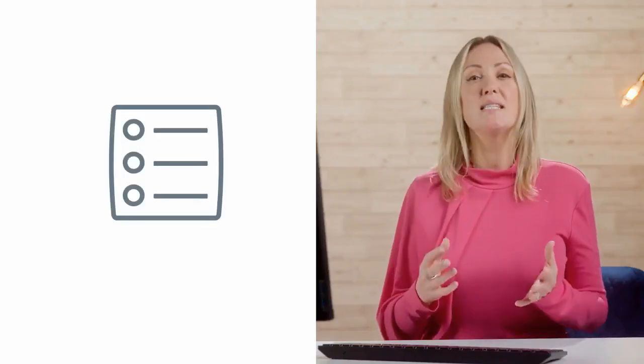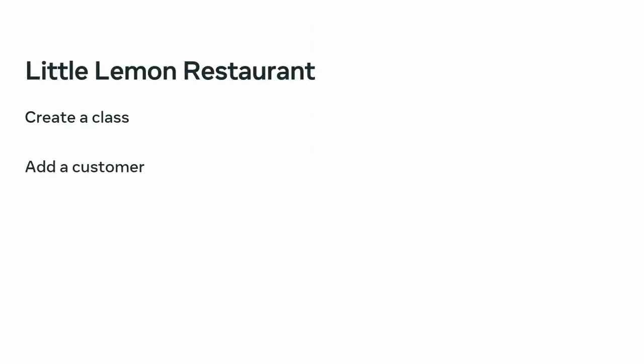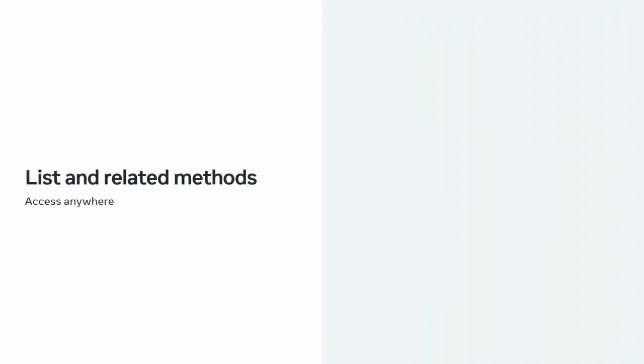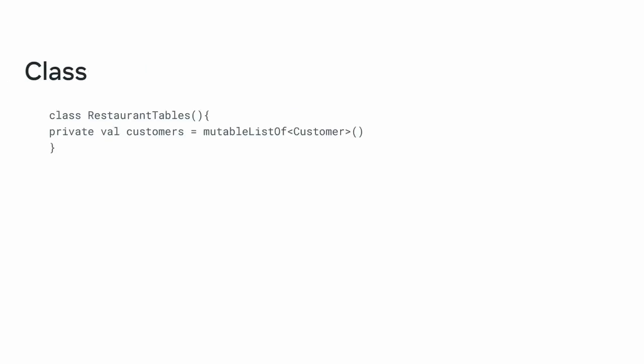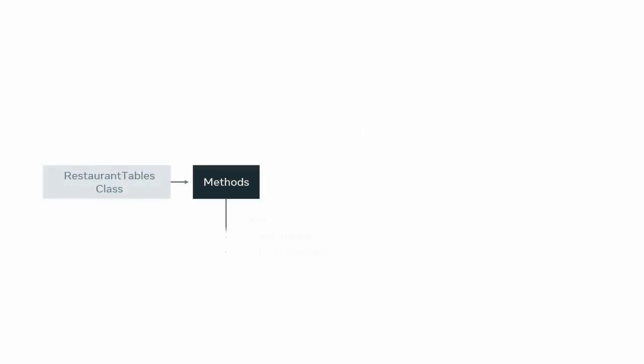Let us say you have a list of customers for the Little Lemon restaurant. To store this data, you create a class that allows you to add a customer, delete a customer, or print all customer information. In addition, you want that list and all related methods to be accessible anywhere in the app. You can solve this problem by using a singleton. As an example of how this works in practical terms, say you have a data class called customer. The class called restaurant tables is created, and within this class, it has a list of customers and three methods: add customer, delete customer, and print all customers.